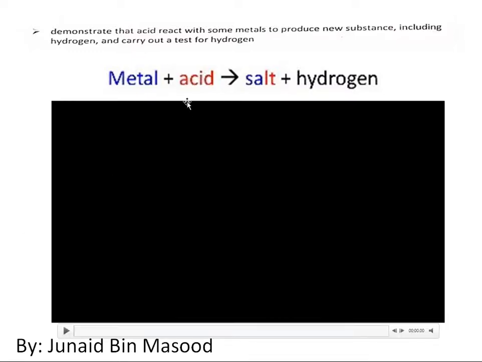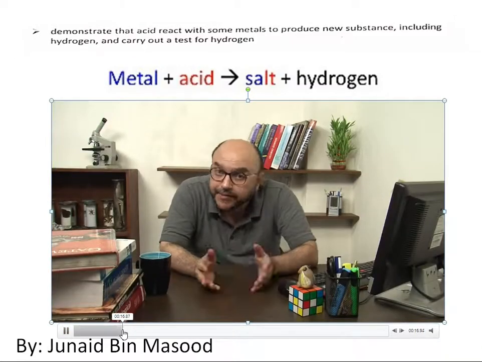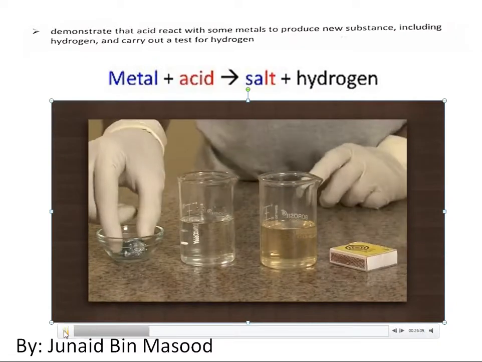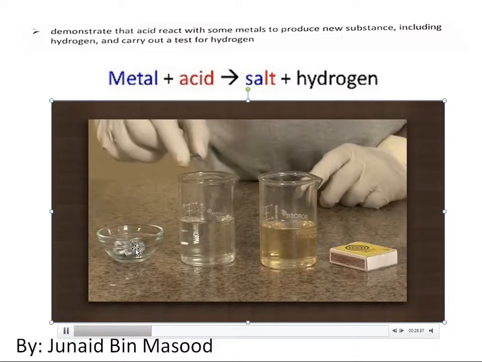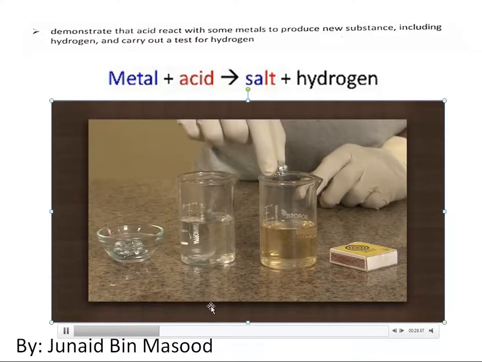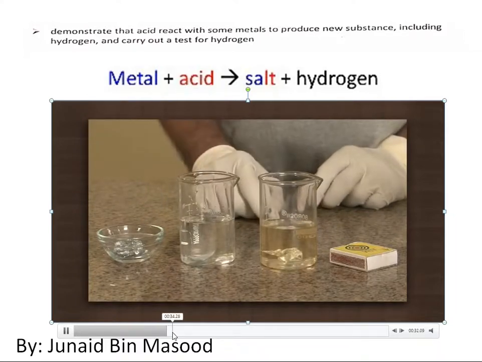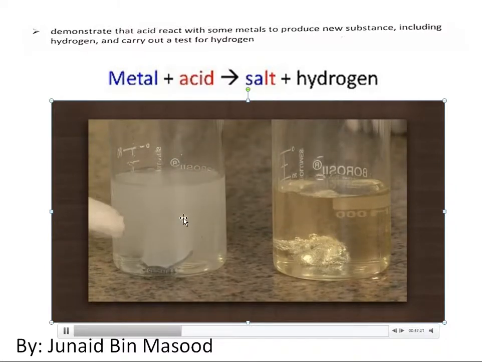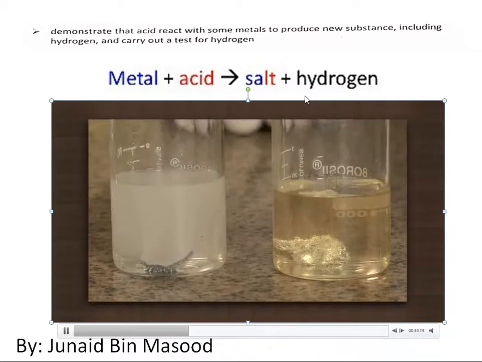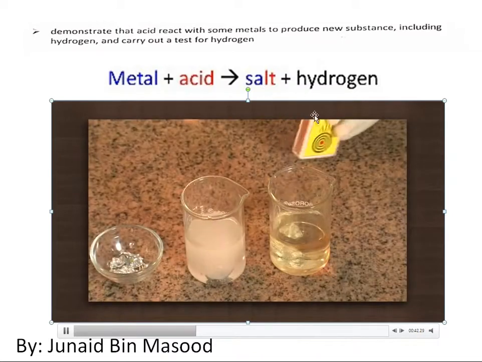Now I will show you how a metal reacts with an acid. Okay, so let's see. We have zinc, which is a metal, and we have hydrochloric acid, which is an acid, and then we have sulfuric acid. Now let me put some zinc in hydrochloric acid and sulfuric acid. You will easily be able to see that a reaction starts and hydrogen gas is being produced. Remember, metal and acid produce salt and hydrogen.